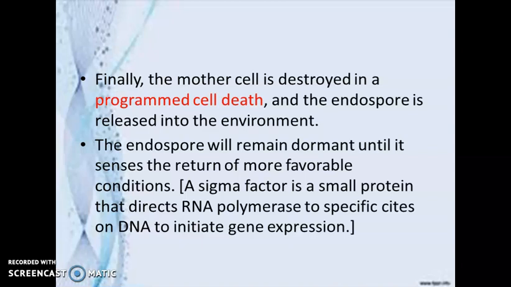A sigma factor is a small protein that directs the RNA polymerase to specific sites on the DNA to initiate gene expression. For the conversion from the dormant to the active stage, there is a need to initiate gene expression, and this gene expression can be initiated by the sigma factor, which directs the RNA polymerase.